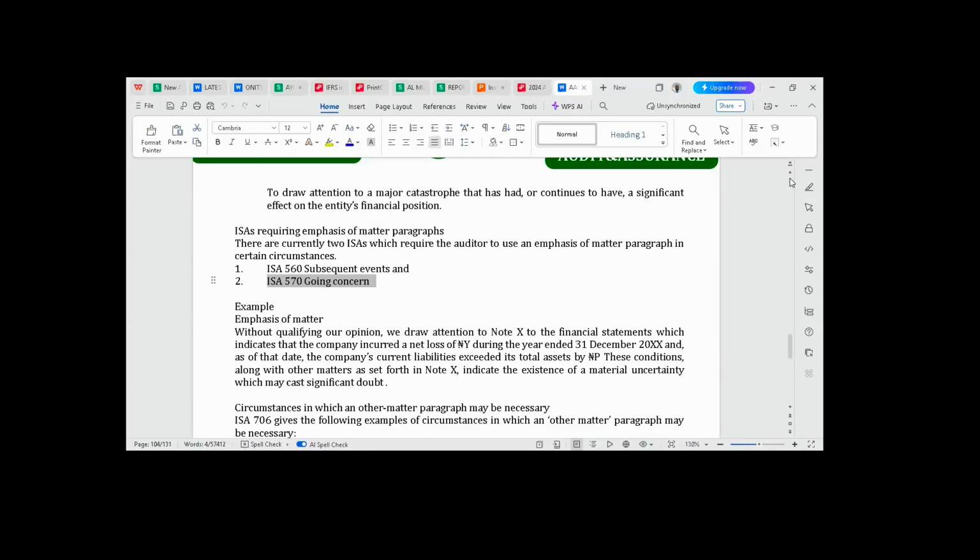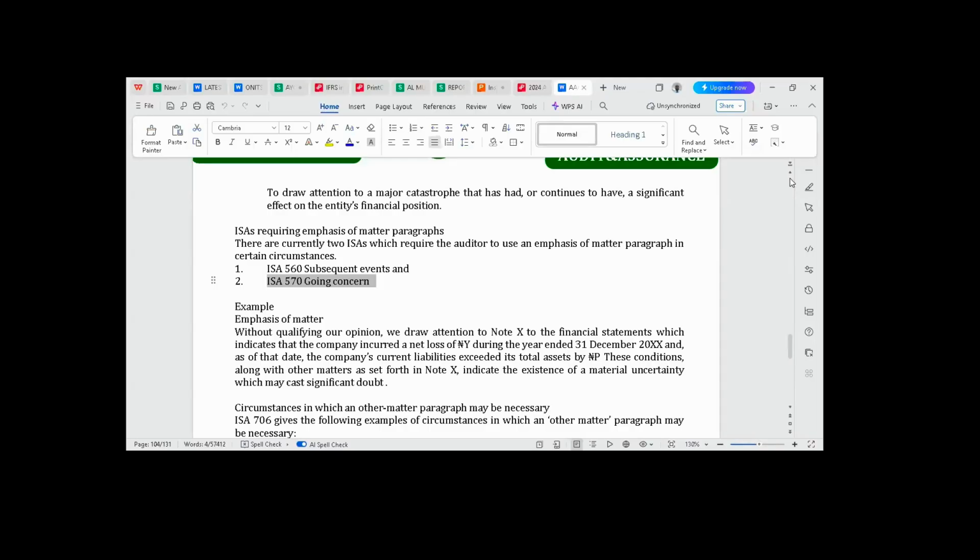Then the other thing I also need to look at, we call it key audit matters. It's under ISA 701. What do you mean by key audit matters? Key audit matters are those matters that the auditor considers to be significant, based on his own professional judgment, and they occur in the year under review.